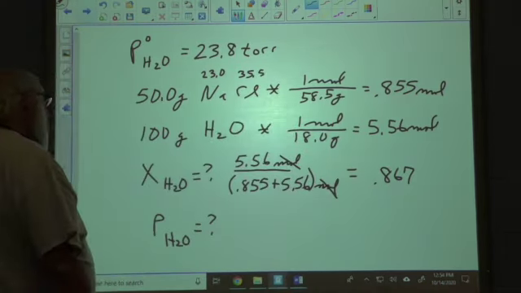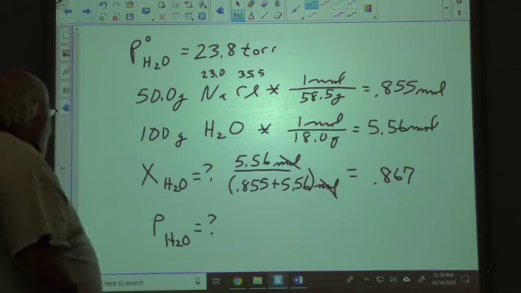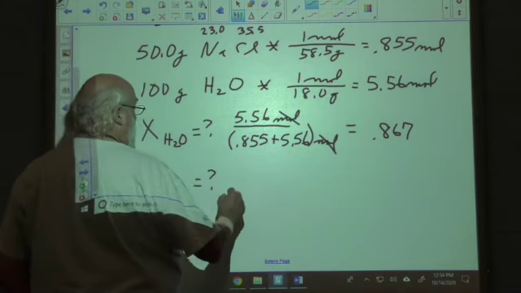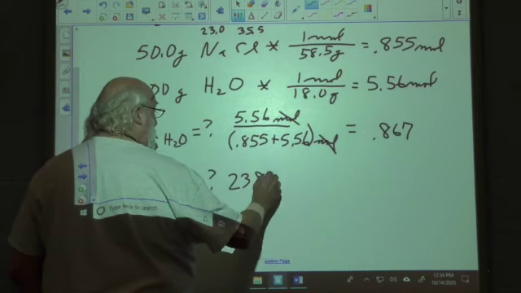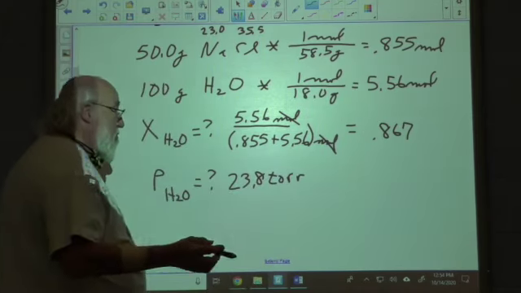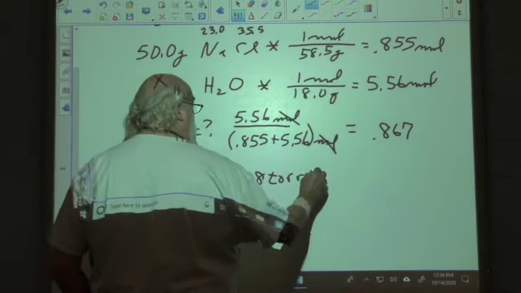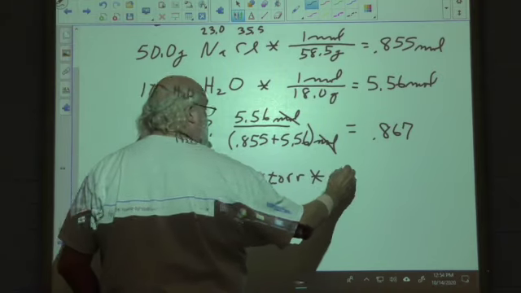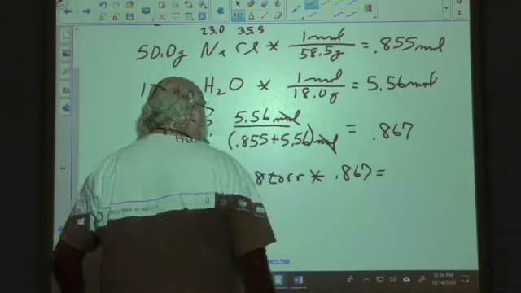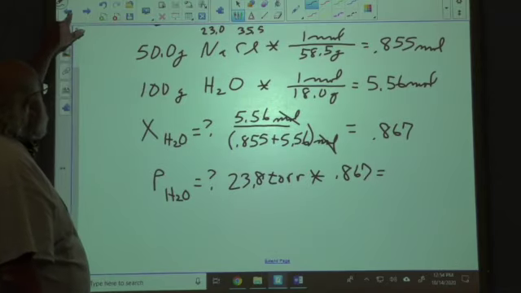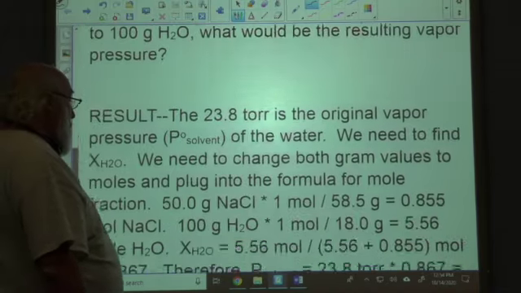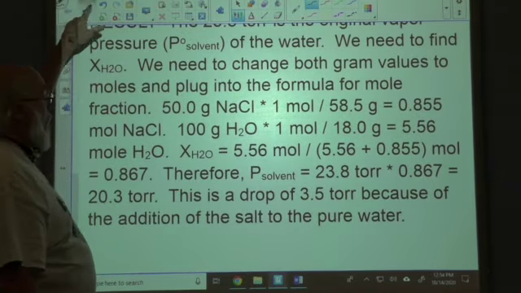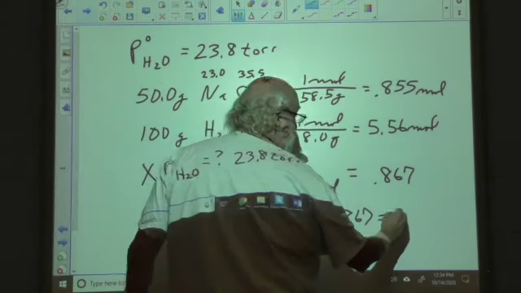All right? So, the vapor pressure of the water at 25 degrees Celsius at this concentration is going to be the original vapor pressure, which we said was 23.8 torr, or millimeters of mercury if you prefer, times the mole fraction of the water, which is 0.867. And so we know it's going to drop by about 13%. And the value you get is 20.3 torr. So this is 20.3 torr.